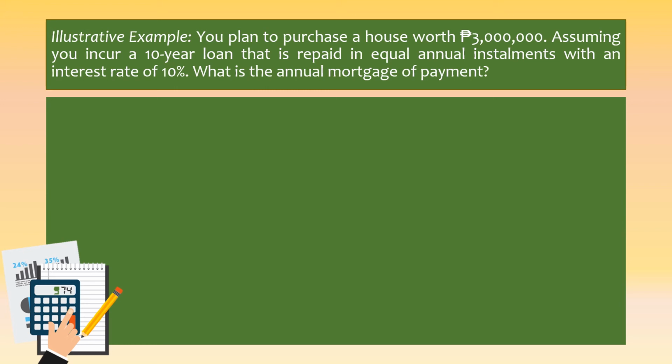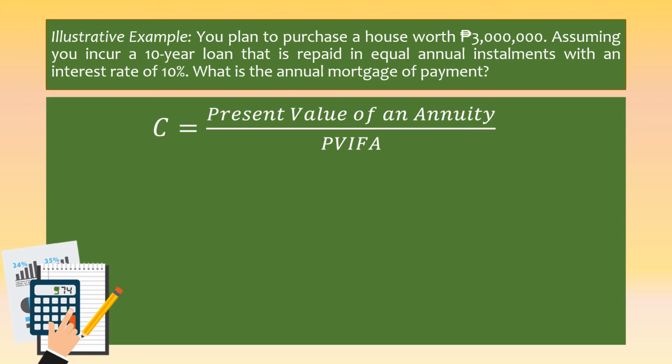For our formula, we will use C is equal to the present value of an annuity over PVIFA. C is the regular payment. Based on our problem, the present value of our annuity is 3 million pesos. And then, we need to determine the present value interest factor for an annuity wherein we have 10% for rate and 10 years for our term.